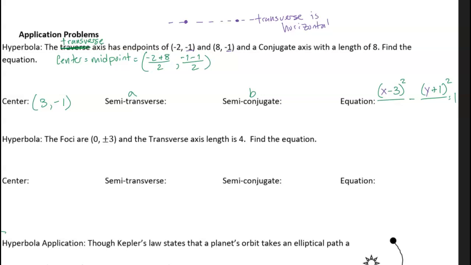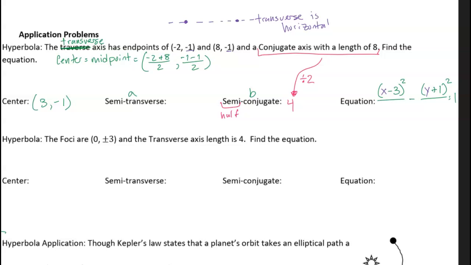So remember, the semi-conjugate is our b value, and semi means half of the conjugate. How long does it say the conjugate is? Yep. So then what's the semi-conjugate? Divide by 2, it's 4. Half of the conjugate is 4.